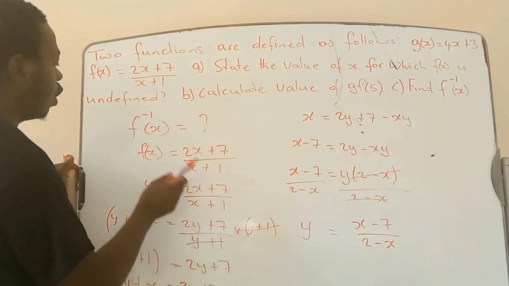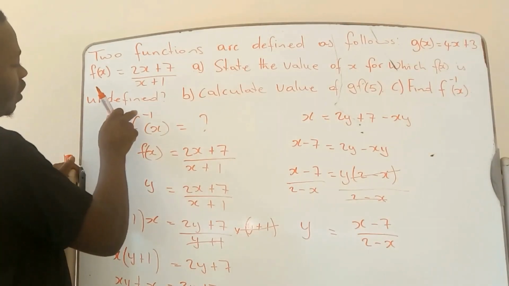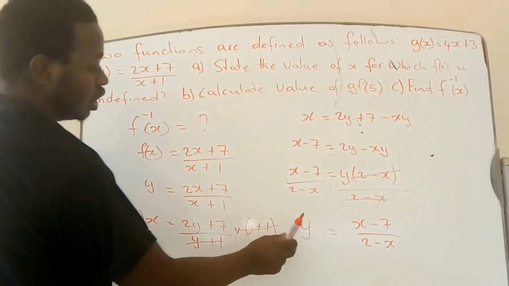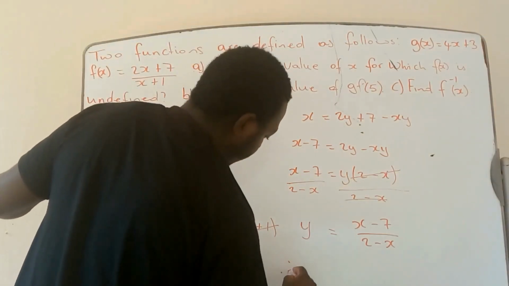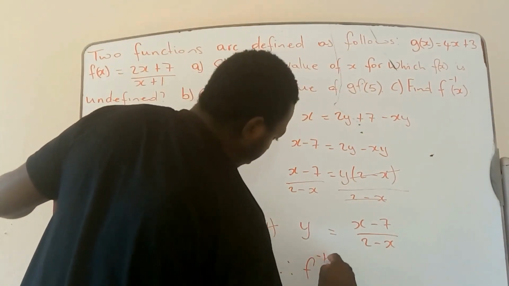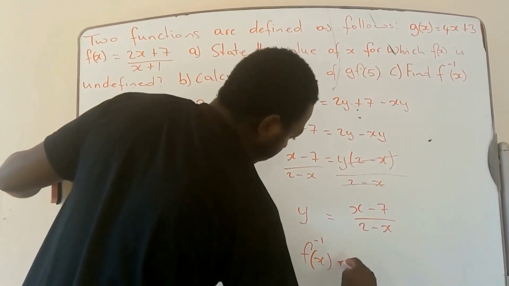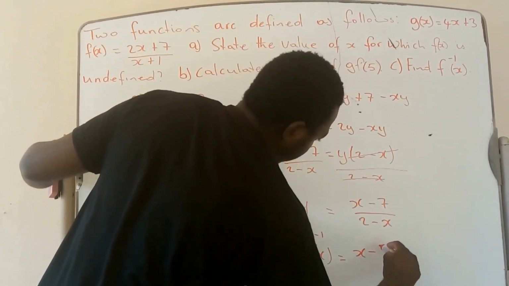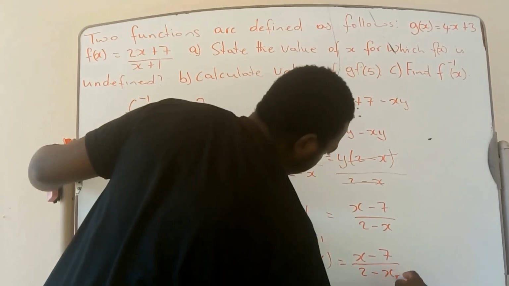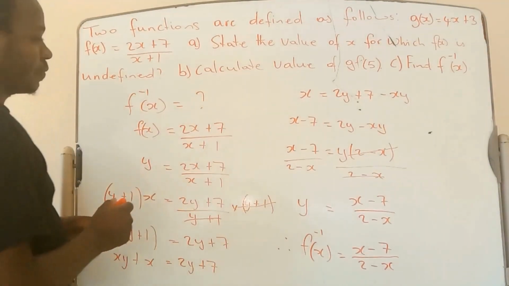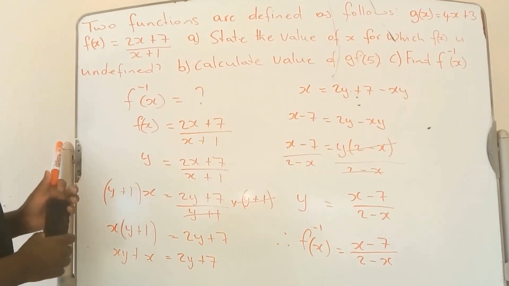But remember, what we want is f inverse of x. So here, replace this y with f inverse of x. Therefore, f inverse of x is equal to x minus 7 all divided by 2 minus x. And that's it. Let's look at another problem.